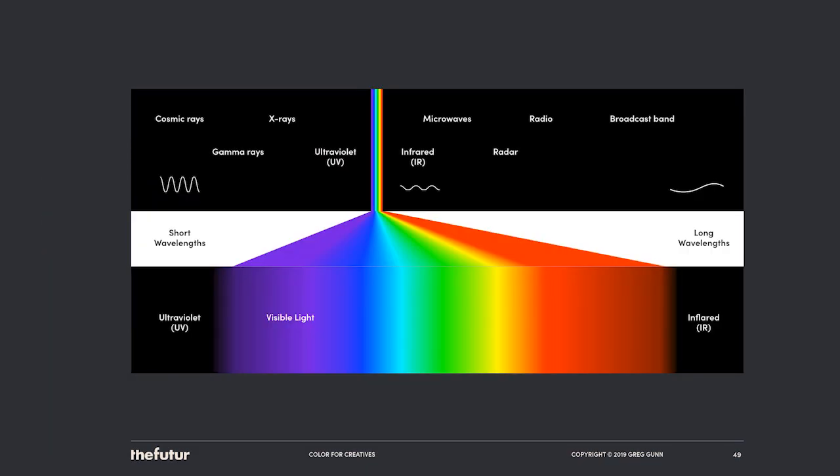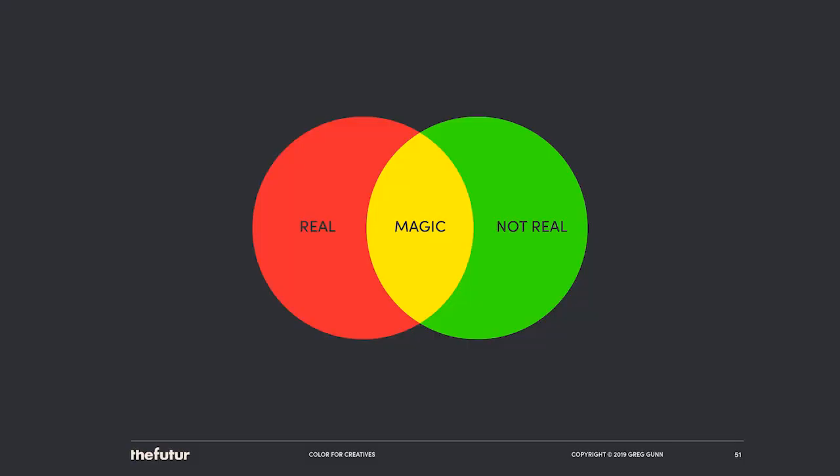And that's probably a good thing. I mean, who wants X-ray vision anyway? Now, the whole concept of color itself is debated. Is it a real physical thing? Or is it something our brains are programmed to make up from visual data? Well, it's kind of both, which is why I keep referring to color as magic.